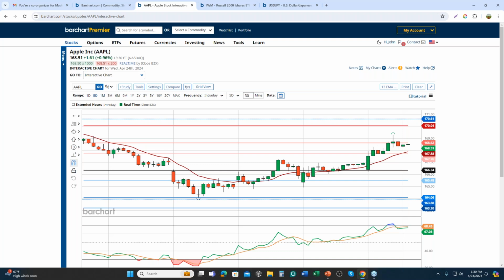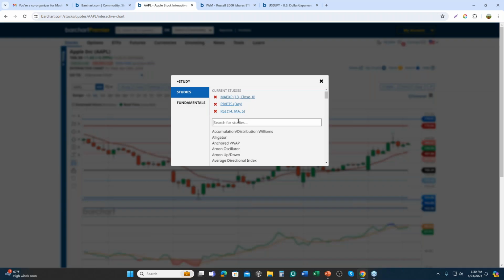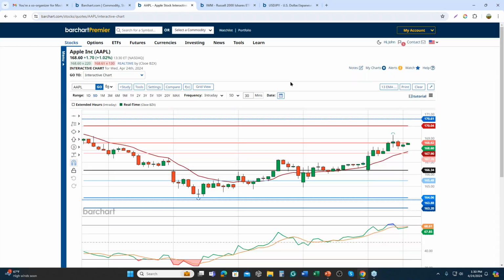But let me talk about this template. First of all, the template gives you a default time frame of 5 days and 30 minutes. Now, I created this template based on equities. So if you're a forex trader or a commodities trader, you might use a different time frame, and you can just add the study of pivots to a template of your own design.